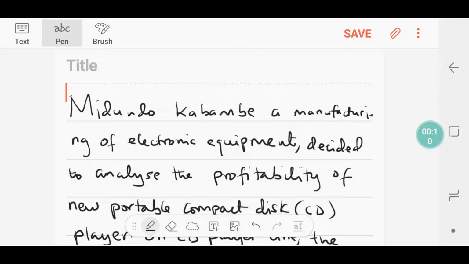Today we are going to discuss the calculation of break-even point in units, and we are going to do so by attempting the question which will guide us on understanding the concept.